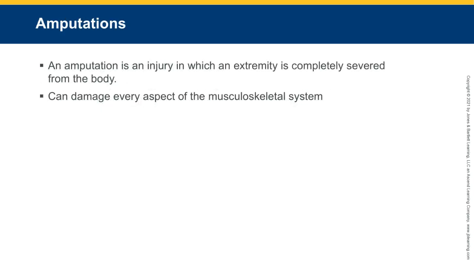An amputation is the complete severing of an extremity from a body. This type of injury affects all aspects of the musculoskeletal system, including bones, muscles, tendons, nerves, and blood vessels. In a pre-hospital setting, proper management focuses on controlling bleeding, preserving the amputated part, and preventing shock.